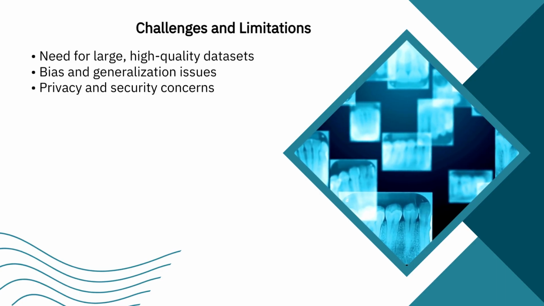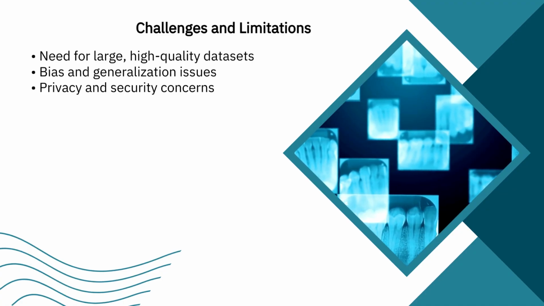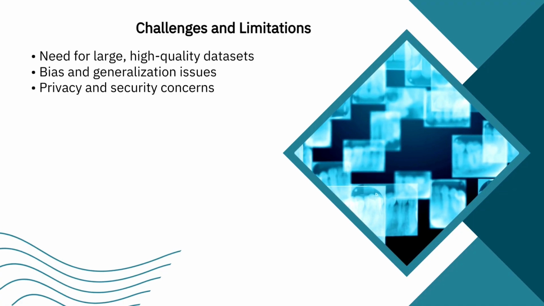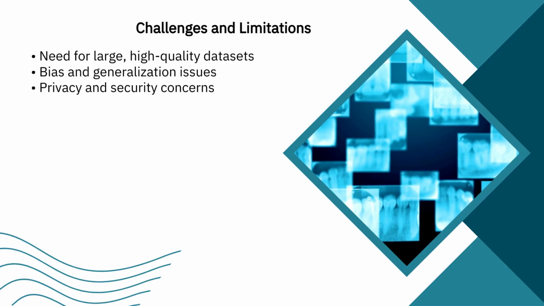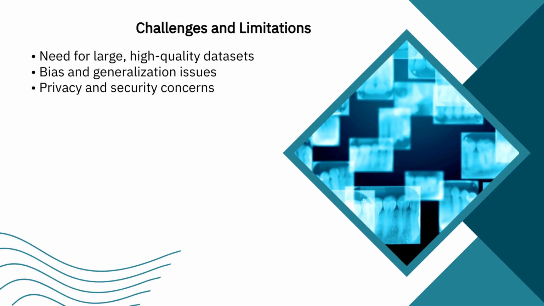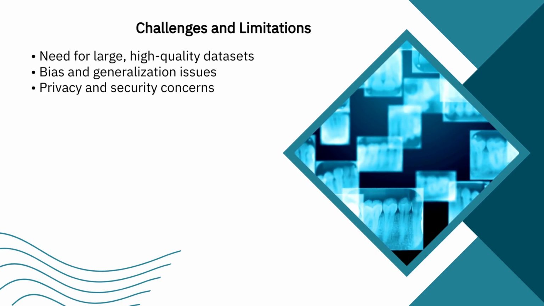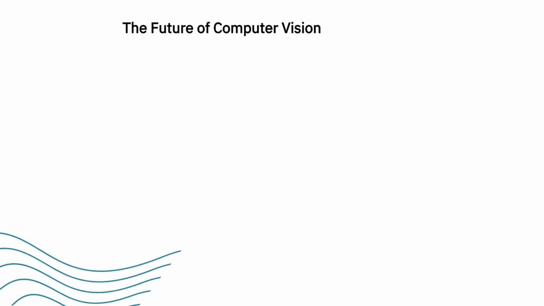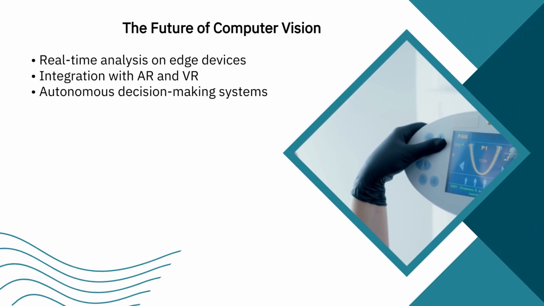There's also the risk of bias. If most of the training data comes from one population group, the system may perform poorly on others. And finally, privacy and security are major concerns, especially in healthcare, where patient images must be stored and processed in compliance with strict regulations. Looking ahead, computer vision is becoming more real-time and mobile.